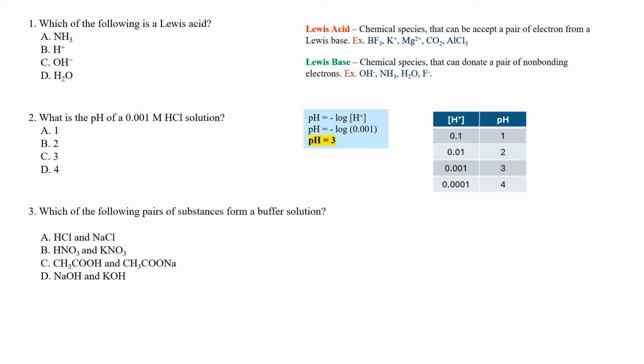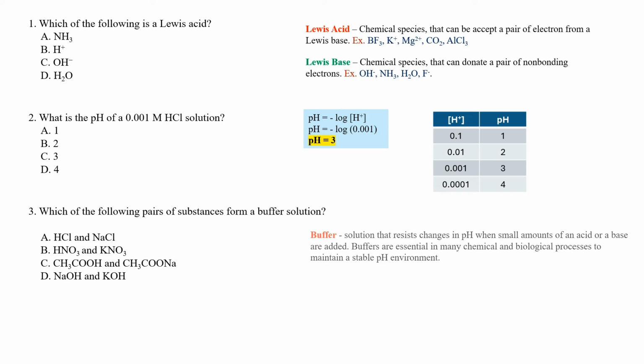Next question. Which of the following pairs of substances form a buffer solution? There are four answers given. What are buffers? A buffer is a solution that resists changes in pH when small amounts of acid or base are added. Buffers are essential in many chemical and biological processes to maintain a stable pH environment. For example, maintaining our blood pH. Our blood pH is maintained between 7.35 and 7.45, within a narrow pH range, using a buffer present in our blood.